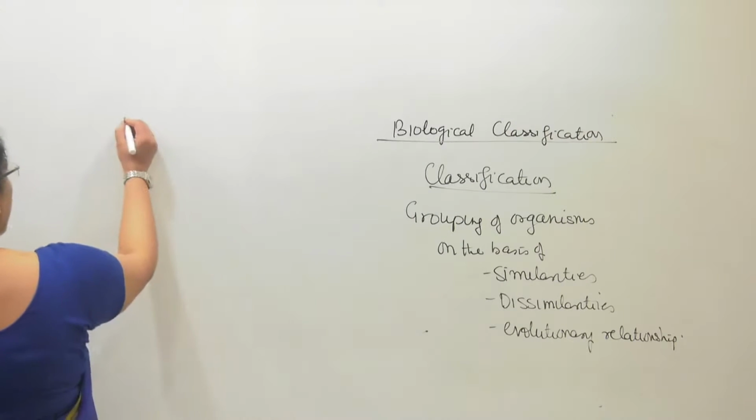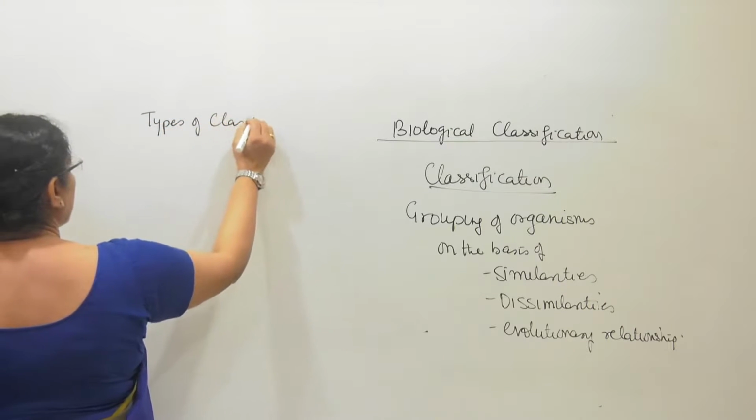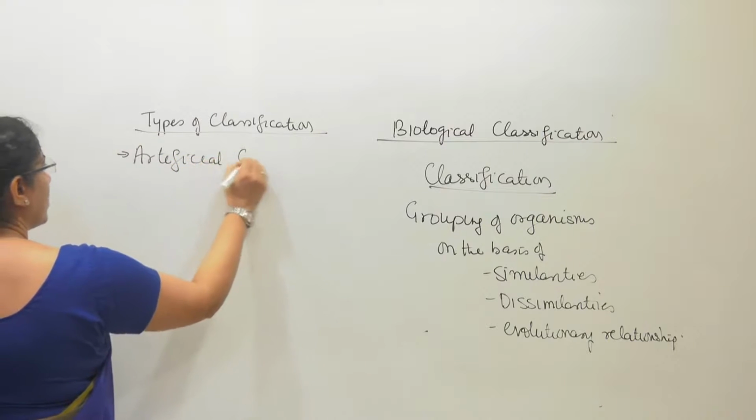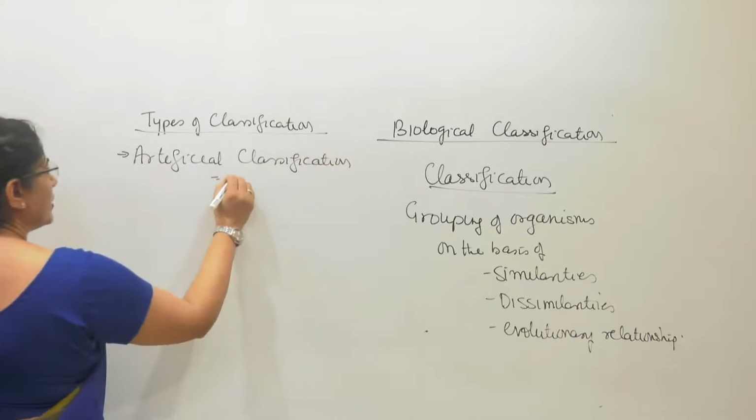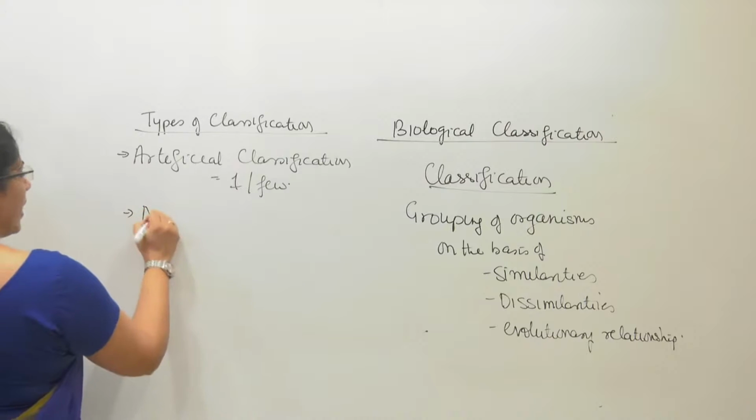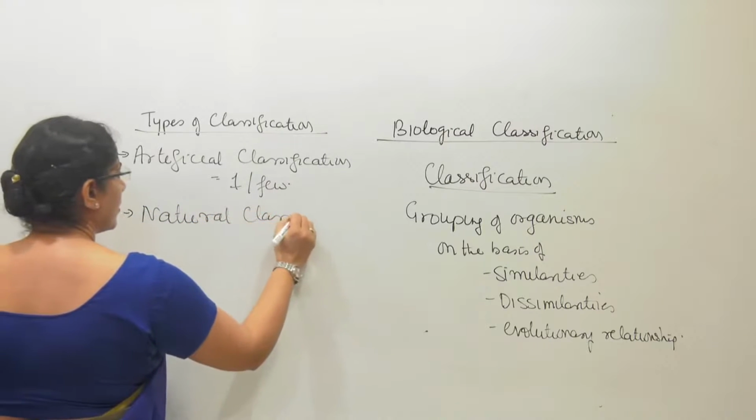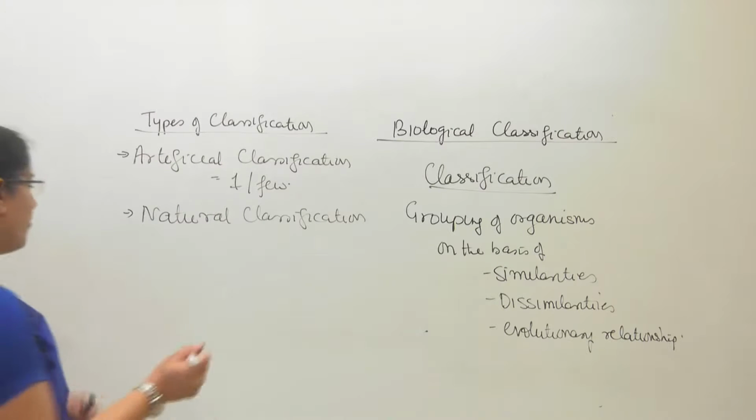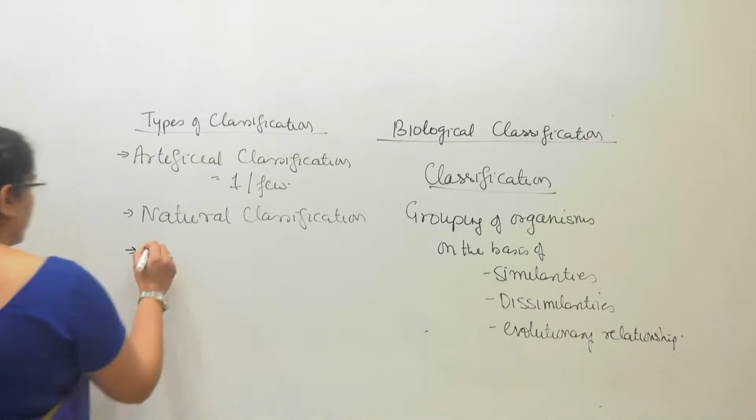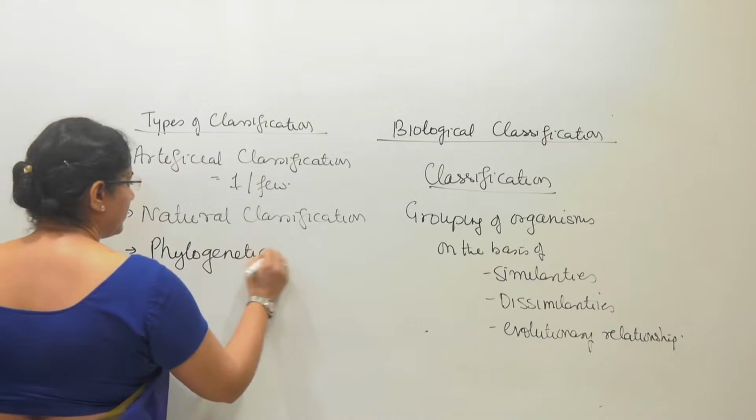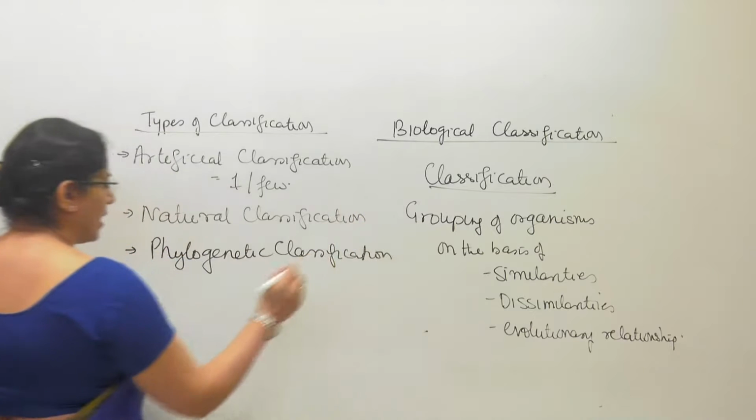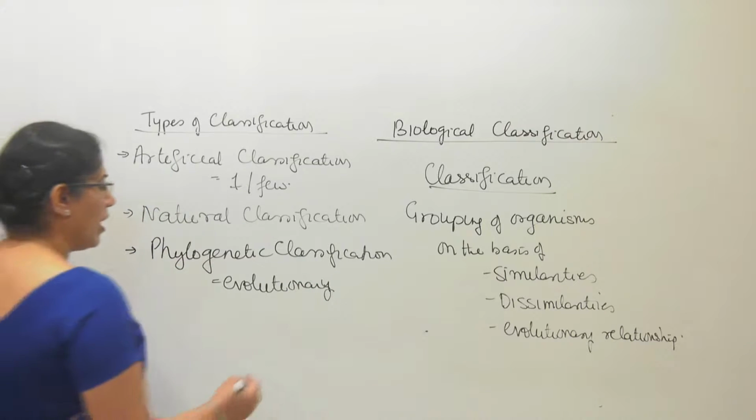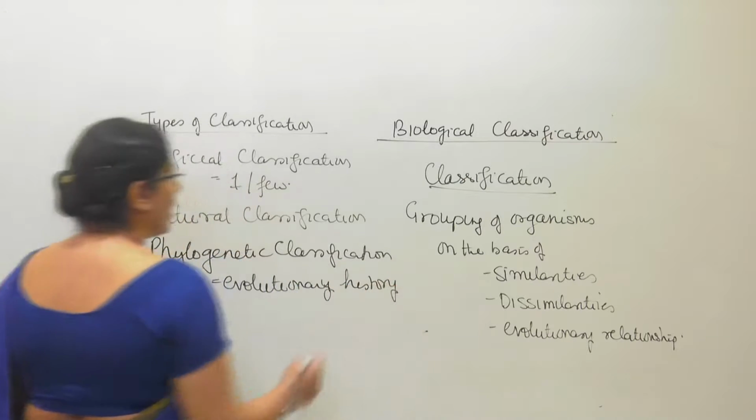Now, if I am using only few characters to classify, I will call it artificial classification, where I am using one or few characters only. Natural classification uses many comparative characters. But what we follow today is the phylogenetic classification, in which the primary criteria is, or I may say, the classification should be such that it is able to depict the evolutionary history.